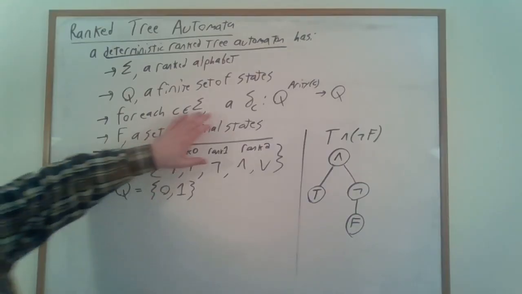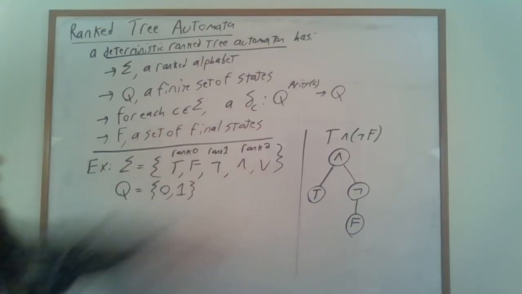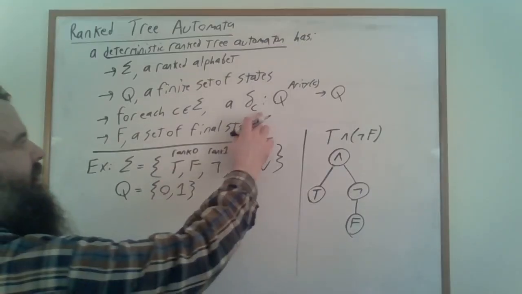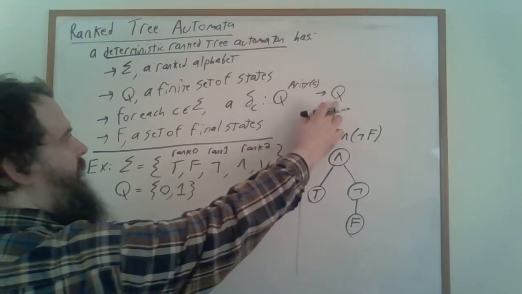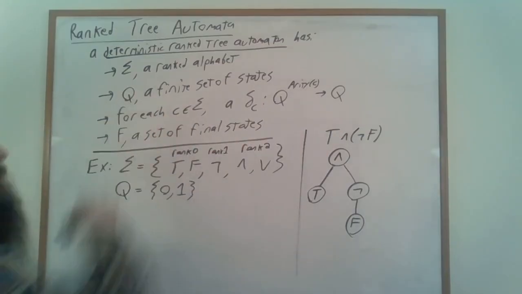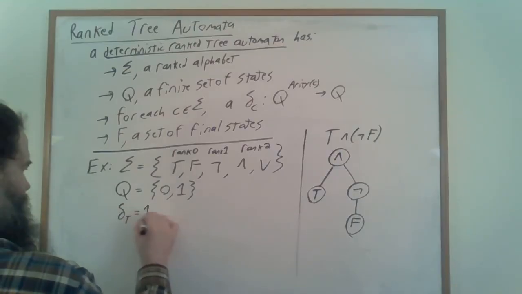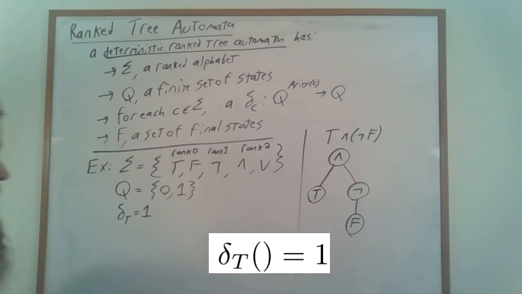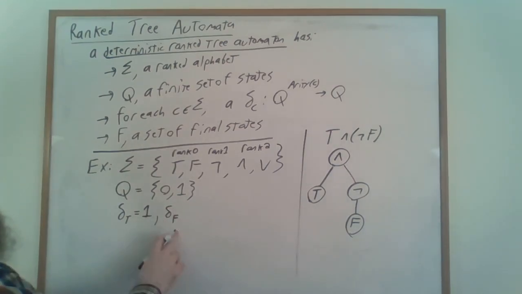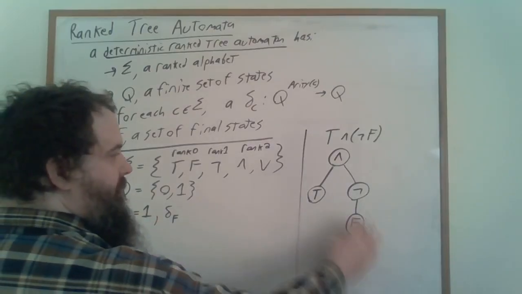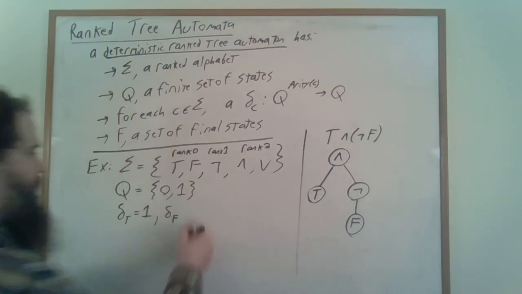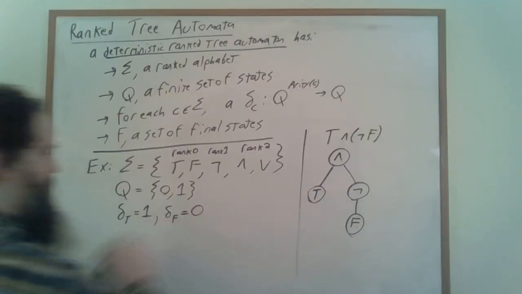Then we need to specify transition functions for each character. For true and false, they're going to be functions that take in 0 inputs and output an element of Q. These are just constants. I guess if you really wanted to, you could write this as delta t of nothing is equal to 1. And delta f, again, we're going to want to specify a constant. If we're looking at this sub-expression here, it evaluates to false, and we're using 0 to represent false, so it's going to be the constant 0.